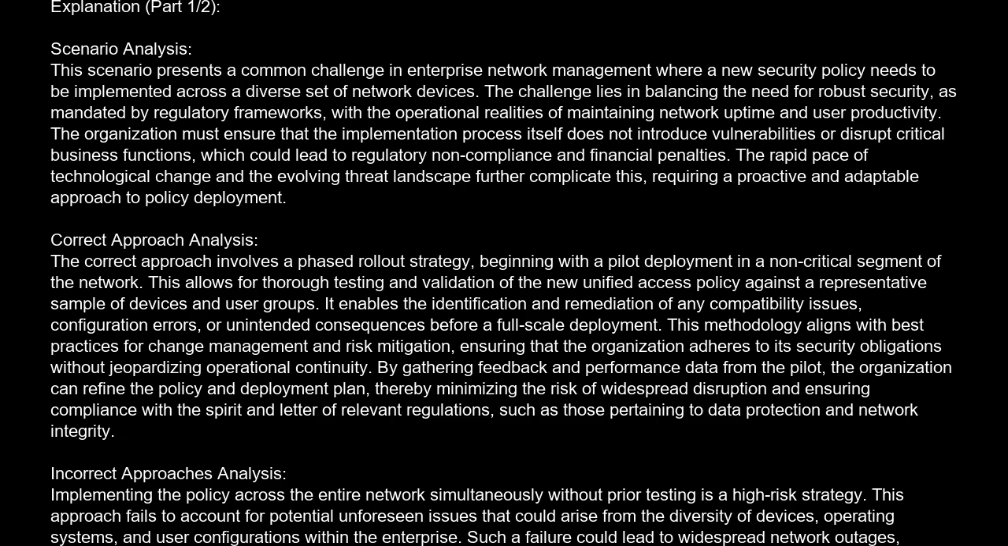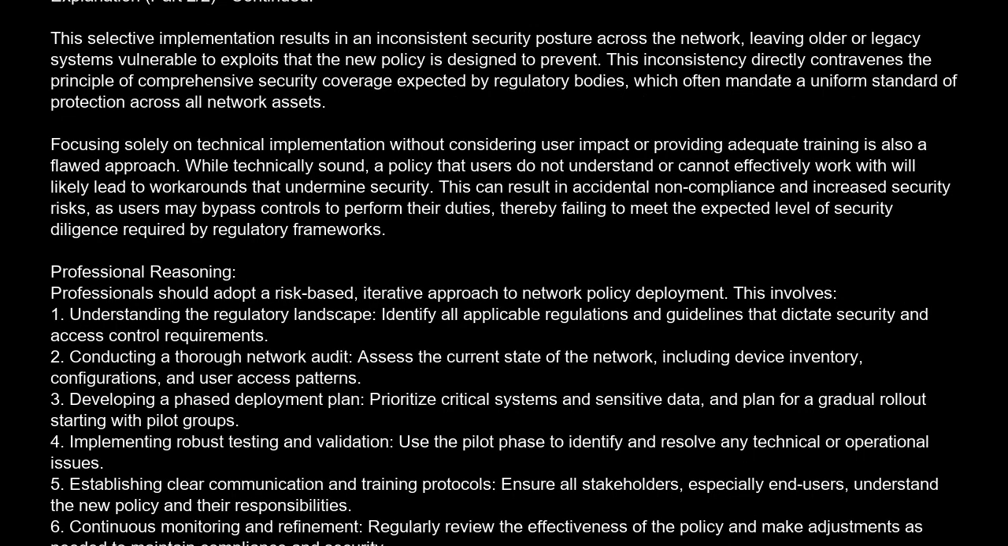requirements stipulated by regulations. Deploying the policy only to new devices and leaving existing infrastructure unaddressed creates a significant security gap. Selective implementation results in an inconsistent security posture across the network, leaving older or legacy systems vulnerable to exploits that the new policy is designed to prevent. This inconsistency directly contravenes the principle of comprehensive security coverage expected by regulatory bodies, which often mandate a uniform standard of protection across all network assets.